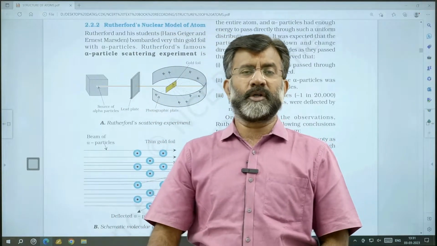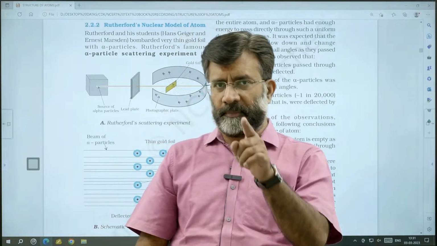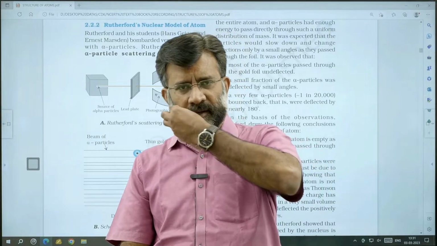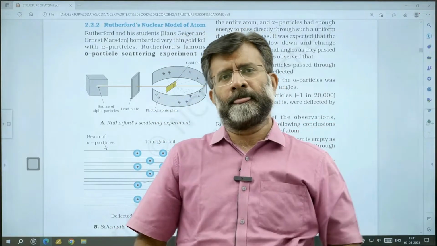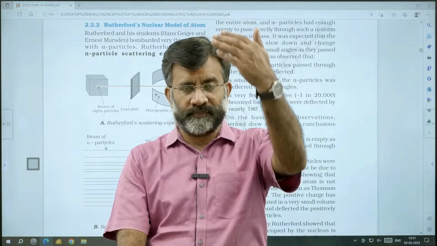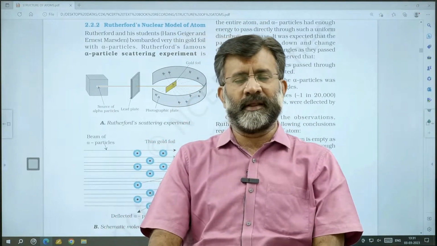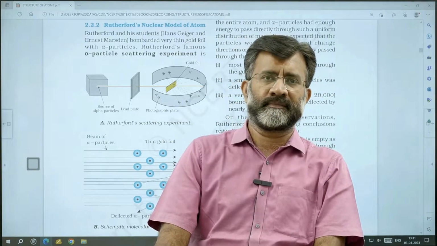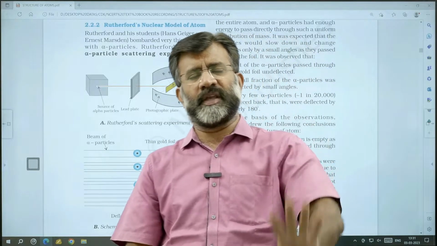And he was able to conclude with this experiment. Alpha particles are positively charged particles, freely moving through the atom, the gold foil. Gold foil means atoms of gold. He was able to make a conclusion: the majority of the space of an atom is empty.